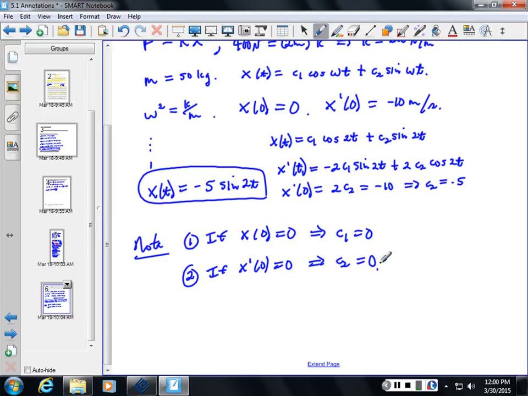Yep. And you go back up here, Dustin, that's the original equation there. And you just plug in your c1 and your c2.